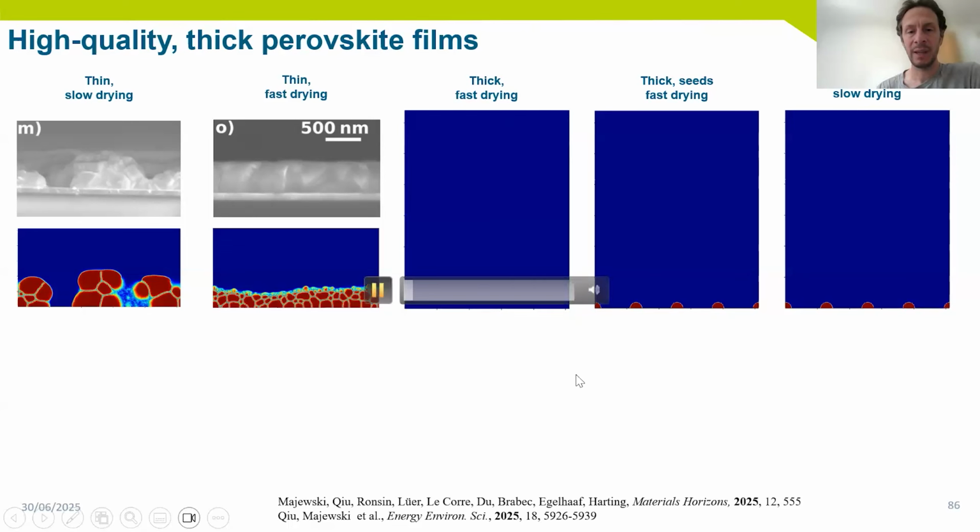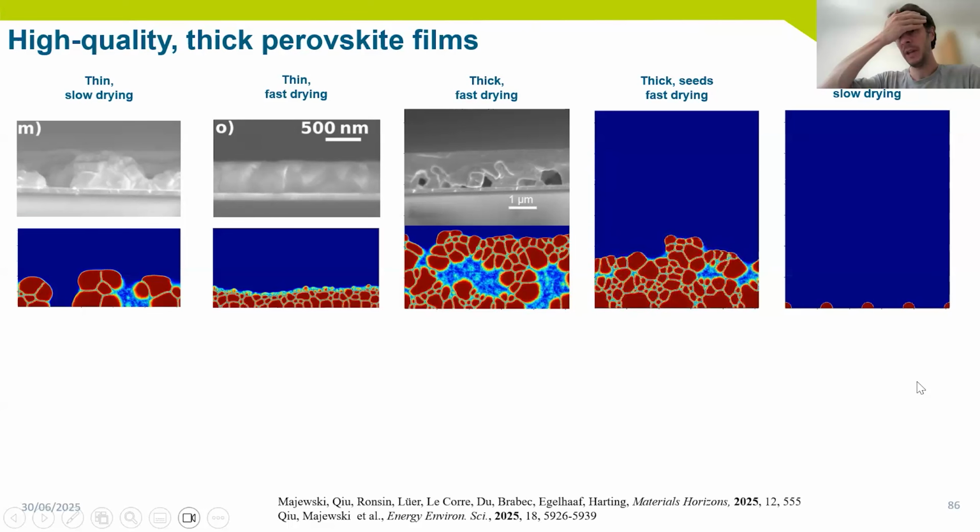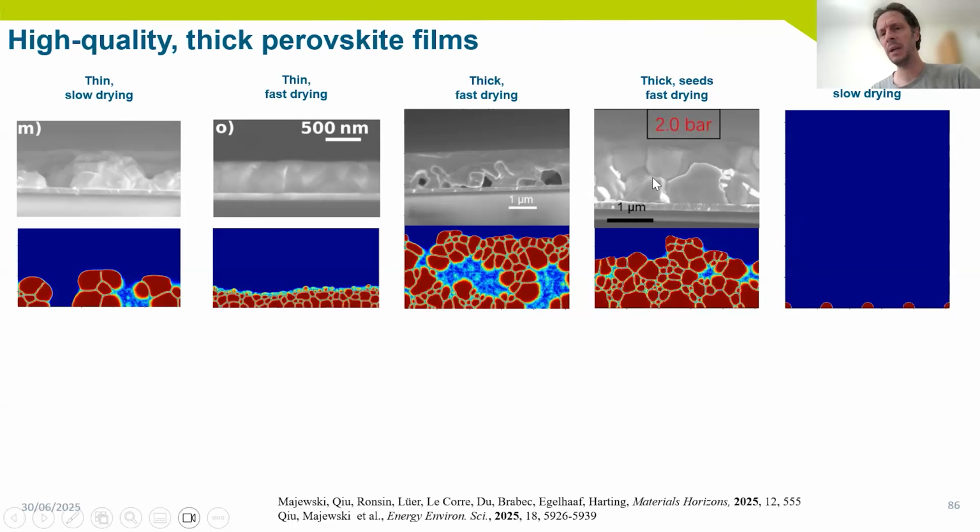So our experimental colleagues had the idea to introduce seeds at the substrate to favor crystallization from the substrate, which of course improves things. This is already much better, and experimentally as well. But here you see you still have a lot of crystals. This is not fully smooth. You have interfaces between vertical stacking of the crystals.